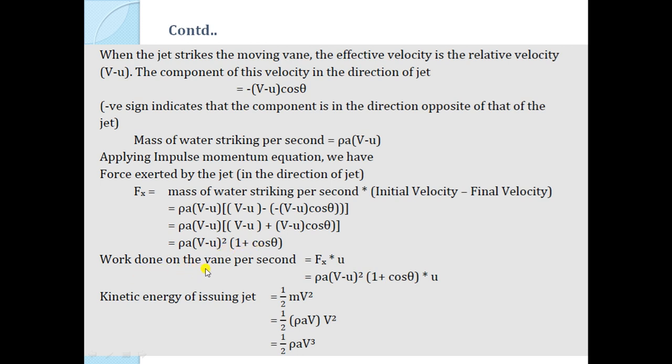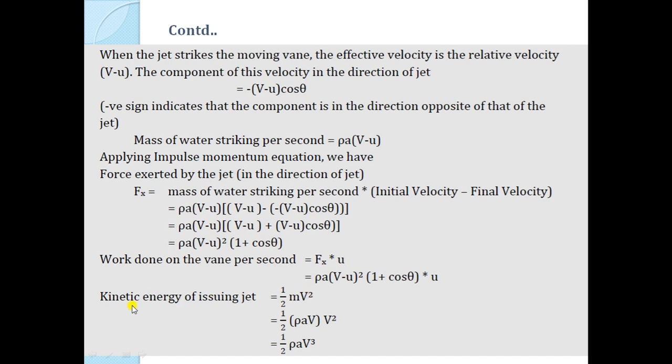The work done by the jet on the vane per second is force into displacement. So it is given by Fx into U. If we substitute the values of Fx and U, we will get the work done per second.